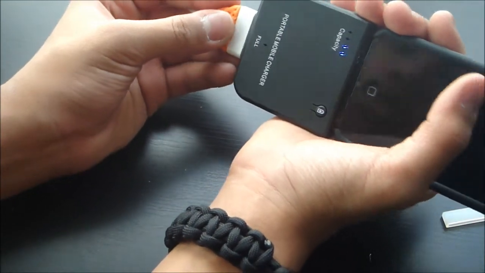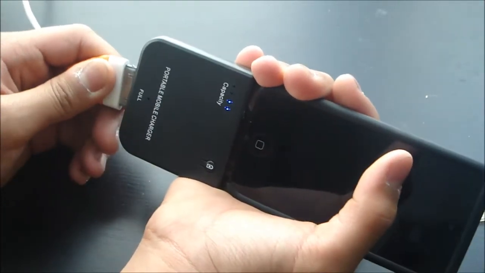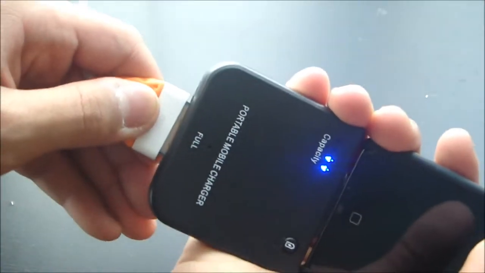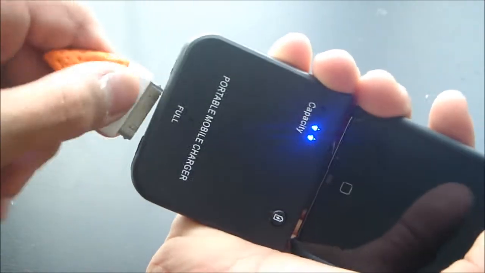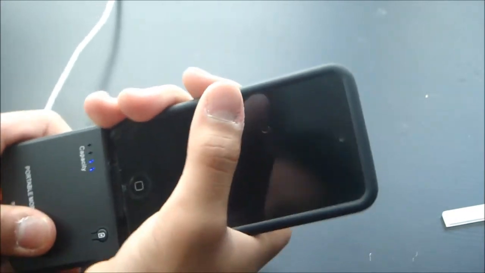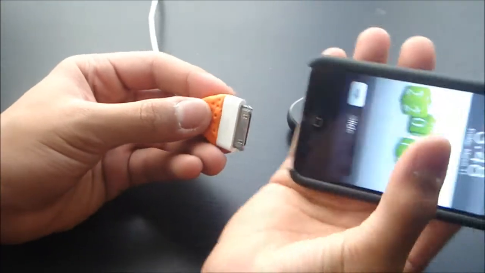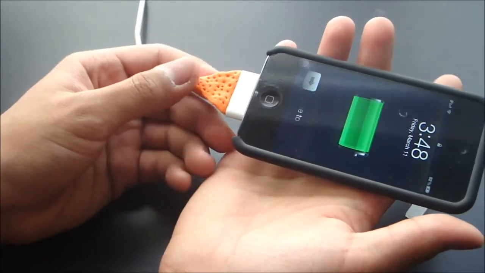I don't even know if it's actually charging it, because I just plugged it in. Hopefully it's charging it. I don't know. Yep. I just saw a little tiny light here. Like once I unplugged it, you saw that little tiny blink right there. And yep, it is powering.